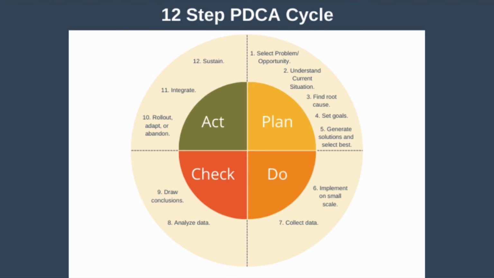So everything I've just said can be summarized by this 12-step PDCA cycle image. So just to recap, we have first select the problem opportunity, then understand the current situation, find the root cause. Once you've done that, set some goals, generate some solutions, and select the one that you think is best. Next, you implement on a small scale and make sure you collect data when you do so.